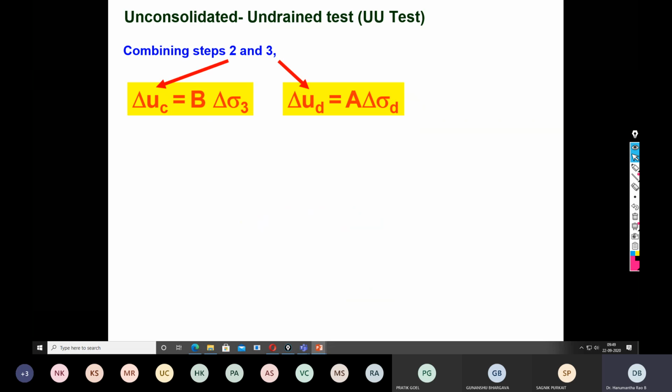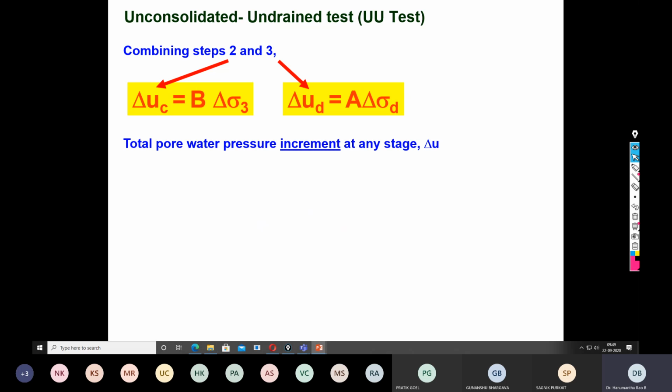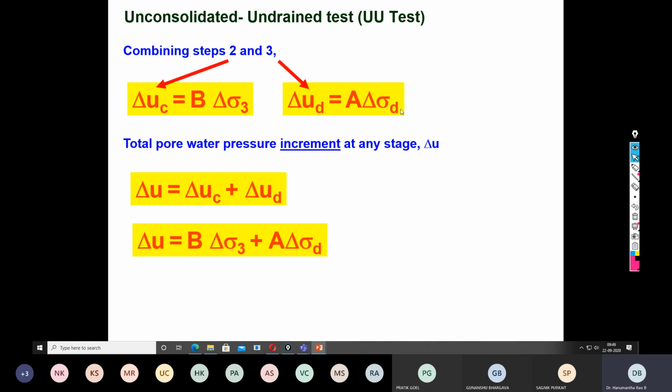So the increase in pore water pressure because of the increase in confining pressure, and on top of the confining pressure, again we applied the deviator stress, which resulted in the further development of the pore water pressure. So that is read in the form of pore water pressure parameters. The total pore water pressure developed within the soil sample is the summation of the pore water pressure because of the confining pressure plus the pore water pressure because of the deviator stress. If you substitute all these things, you will get this kind of a relationship.